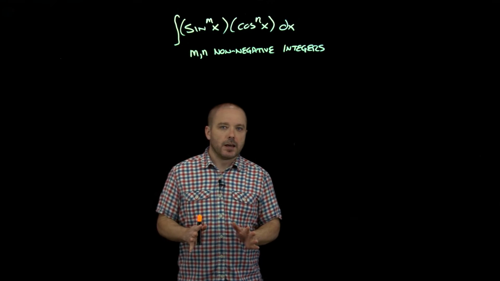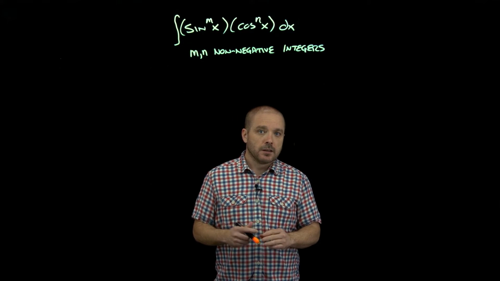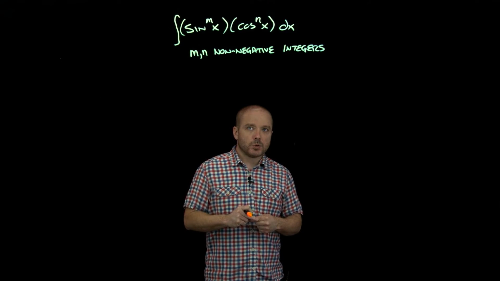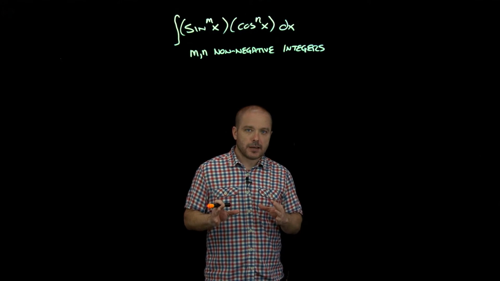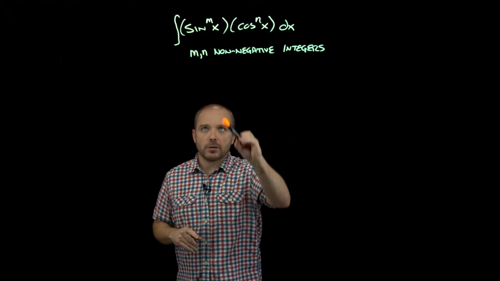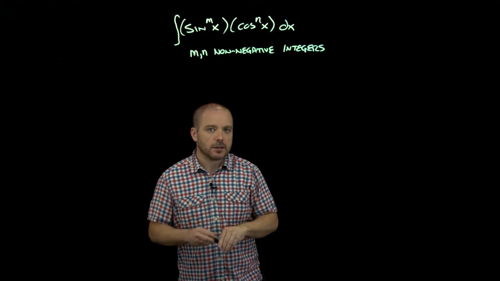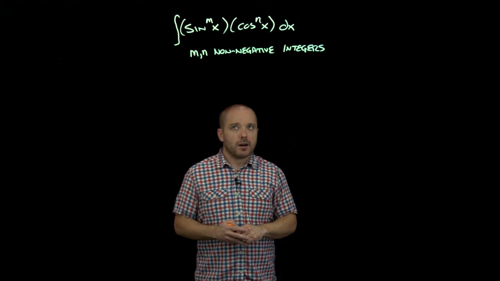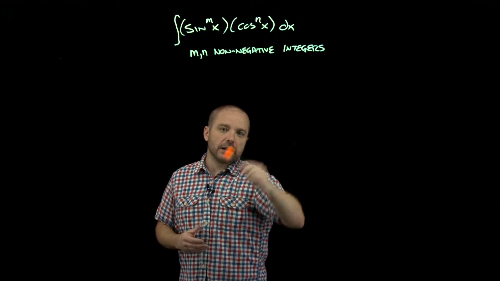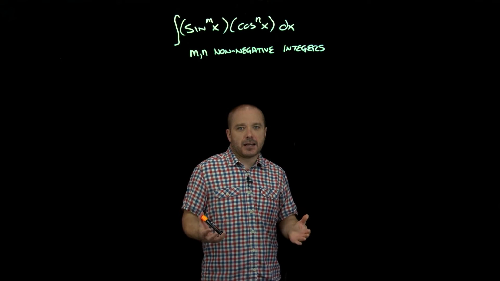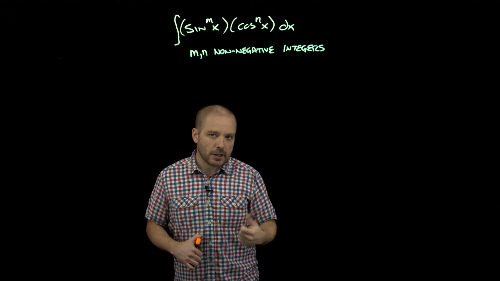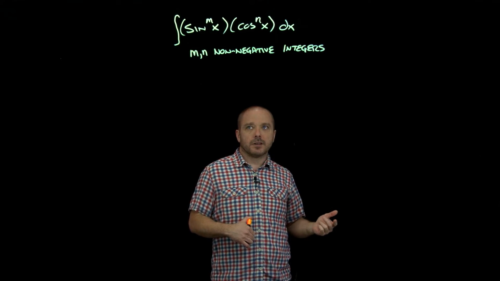Today I'd like to look at integrating products of sine and cosine to different powers using trig identities to reduce it down. So talking about something like this, the product of sine to the m, cosine to the n, where these powers are non-negative integers. And the reason I state it like that is they could be 0. So m and n could be numbers like 0, 1, 2, 3, 4, 5.